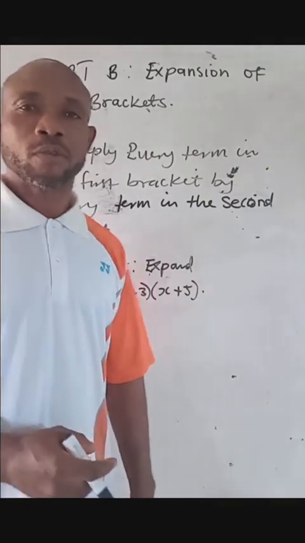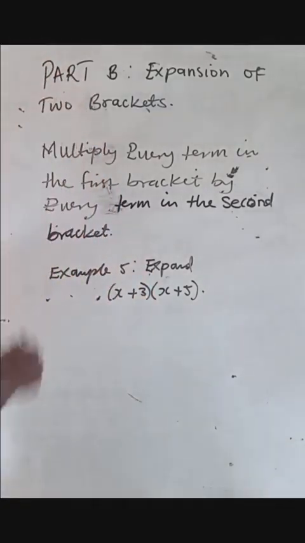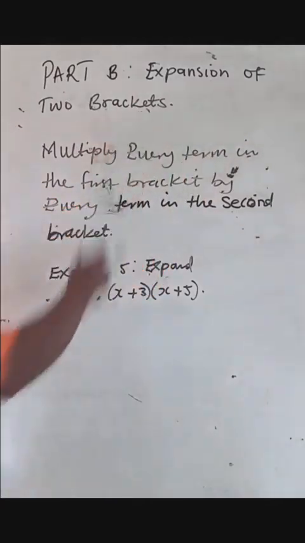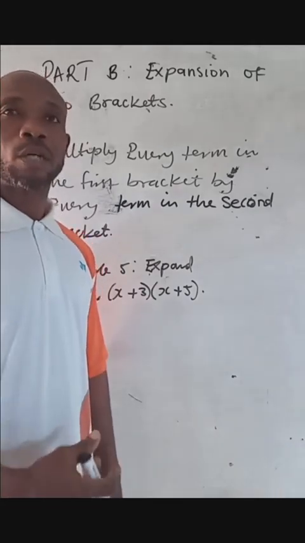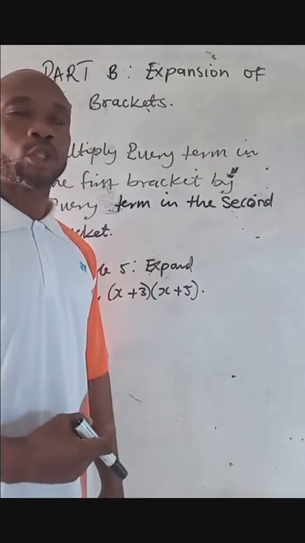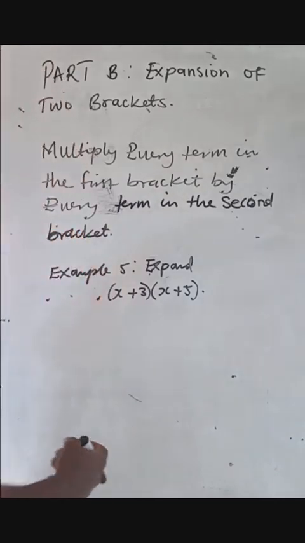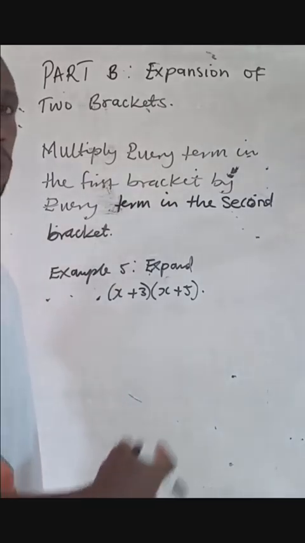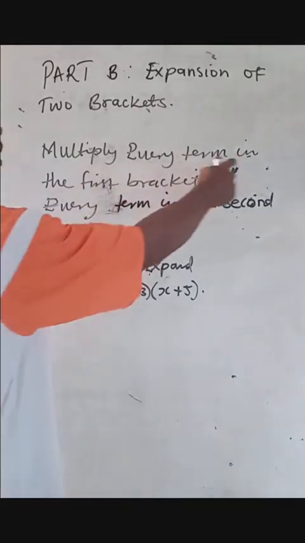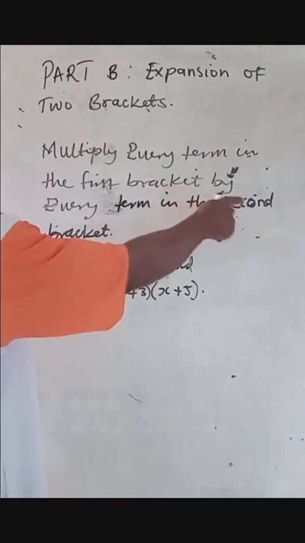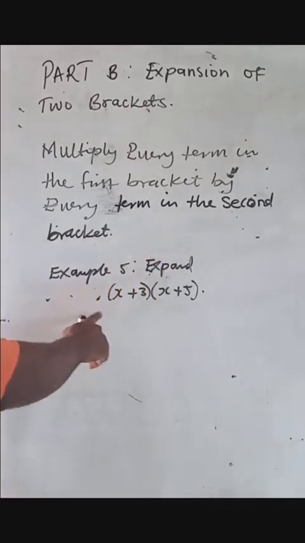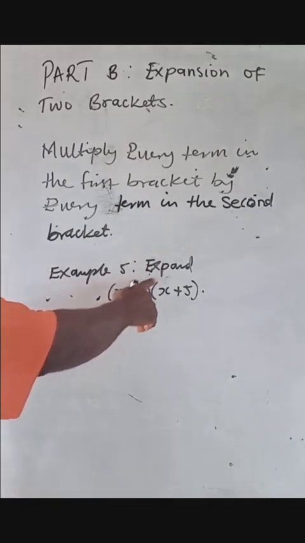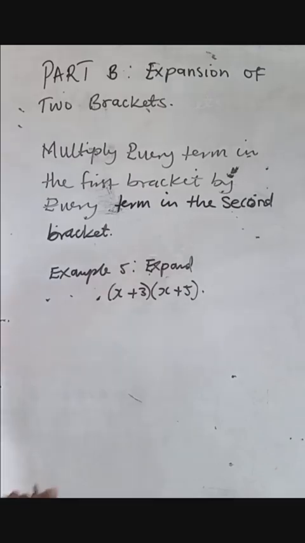The second part of this lesson, part B, is expansion of two brackets. So in this section, we're going to learn how to expand algebraic expressions in two brackets. So when you have algebraic expressions in two brackets, you multiply every term in the first bracket by every term in the second bracket. So let's look at an example. Example 5. Expand bracket open x plus 3 bracket close bracket open x plus 5.